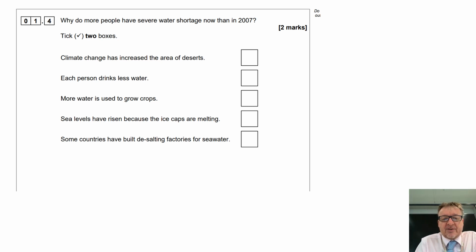Climate change has increased the area of deserts. Deserts have got bigger? Yes. Each person drinks less water? No. More water is used to grow crops? Yes. Sea levels have risen because the ice caps are melting, right? That may well have happened, but what's that got to do with water shortage? Nothing. Some countries have built desalting factories for seawater. What's that got to do with more? Nothing.